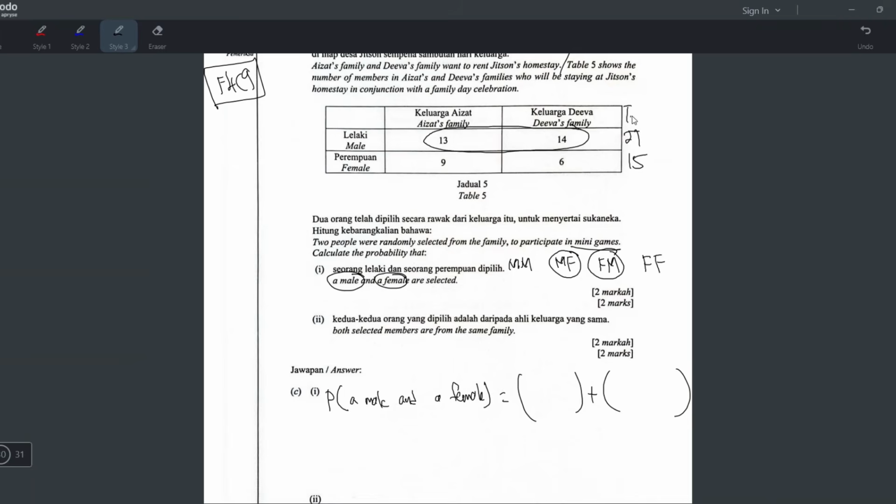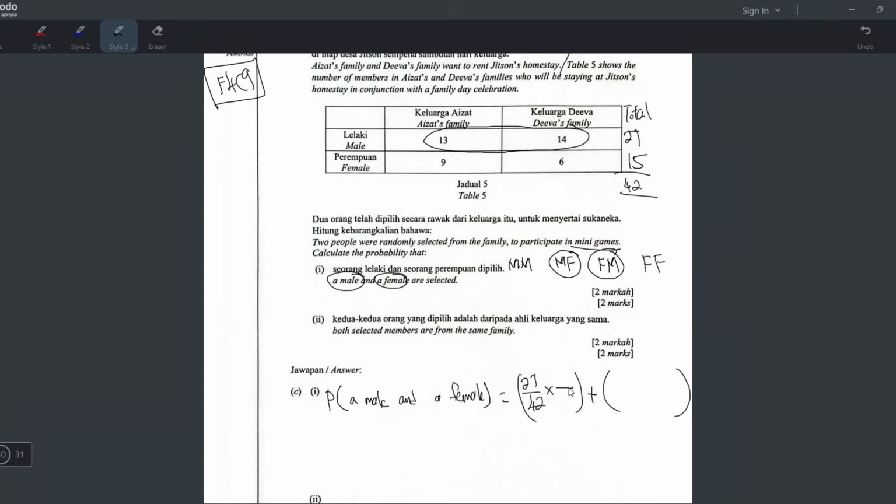And why do I combine it? Because we don't really care about whose family gets selected. We only care about whether it's boy or girl. Okay? So there is 27 male, and out of 27 plus 15 is 42. So the probability for male would be 27 over 42.